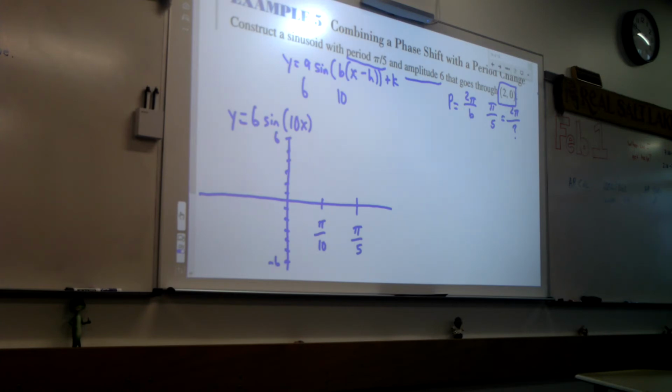Alright, I'm going to change colors here. If I were to graph this, it's going to be sine. It's going to go like this. It's going to go up to 6, and it's going to go down to negative 6. So it's going to go like that.